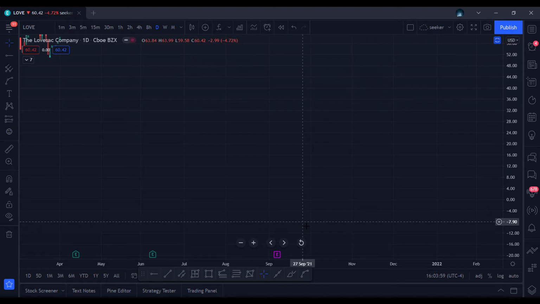Welcome back, traders. Today we're going to be going over the head and shoulders pattern: what it is, how to identify it, and when to enter and exit.